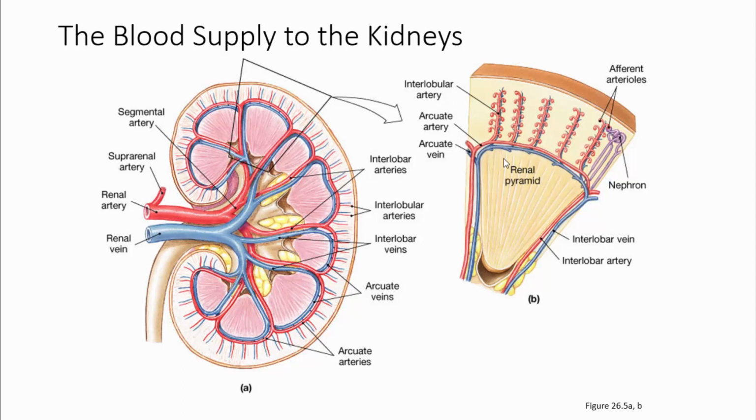Okay. And then coming back, we have the interlobular veins. Of course, this is after the venule. So the interlobular veins, we have the arcuate veins, the interlobar veins, the segmental veins then feed into the renal vein, which then empties into the inferior vena cava.